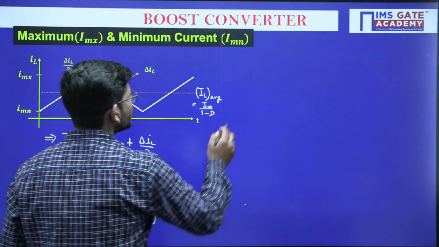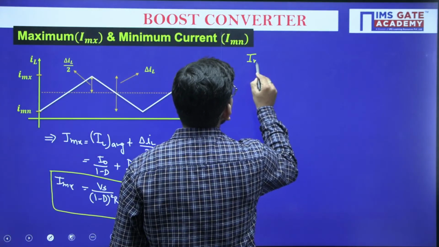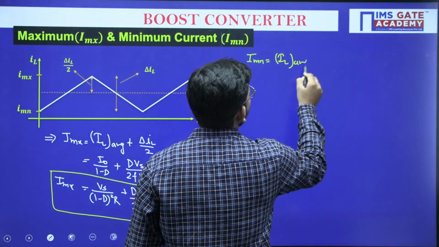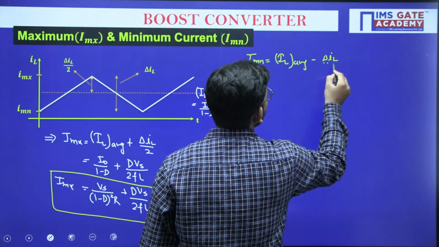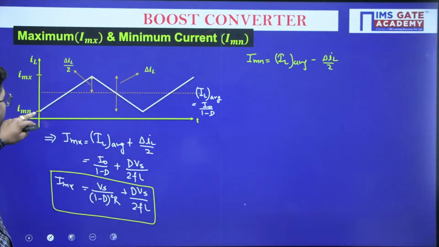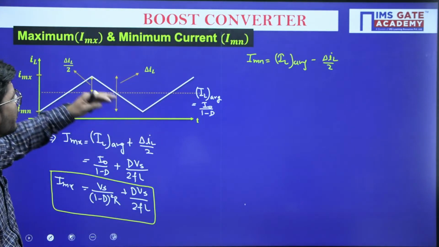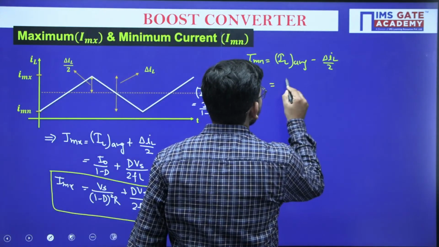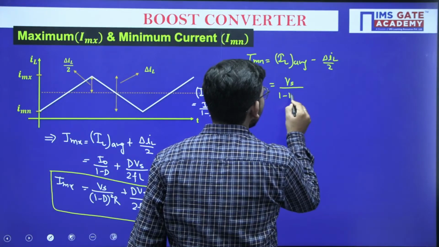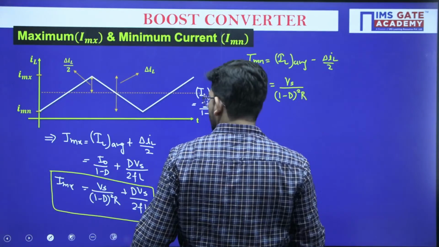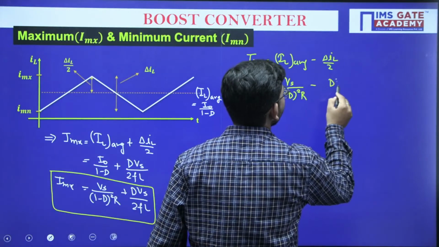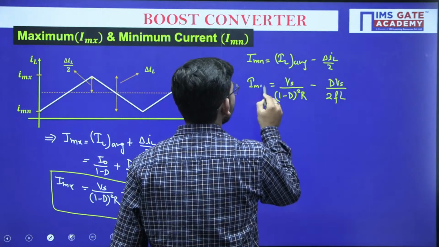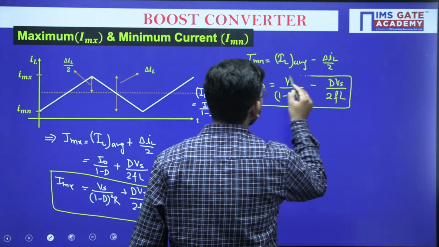Now after that, if suppose I have to find the minimum current, so I minimum will be equal to IL average minus del IL by 2, isn't it? Looking into this waveform, if I have to find I minimum, that will be IL average minus this small portion. Now I will be getting the same formula, but the difference is the minus will be there in between. So this will be the formula for finding the minimum value, and the minimum value is very important for us. It's going to play a very critical role.